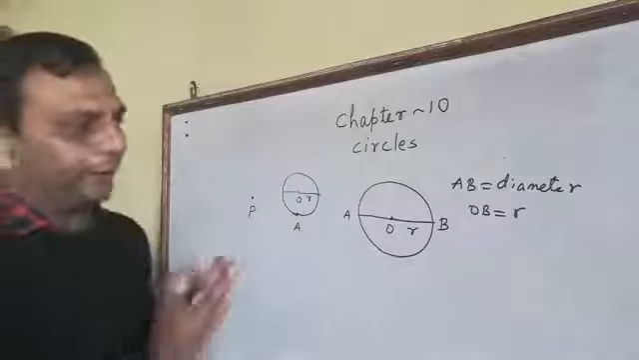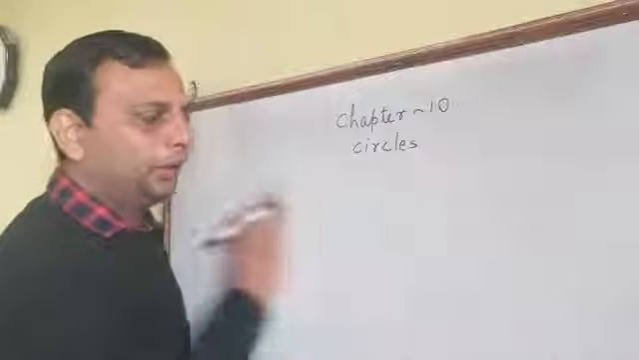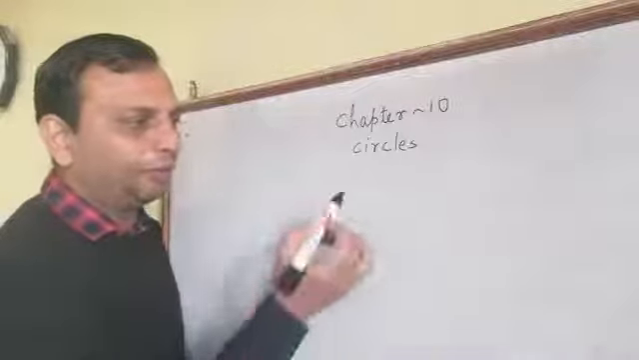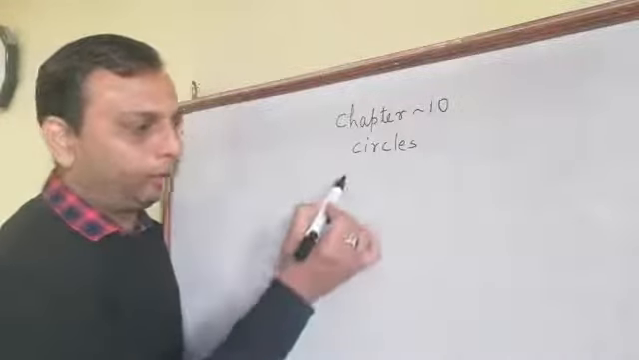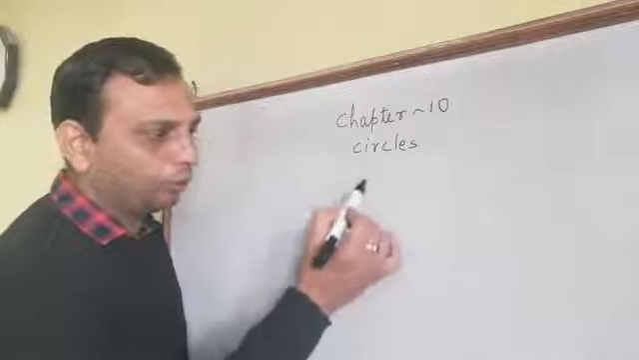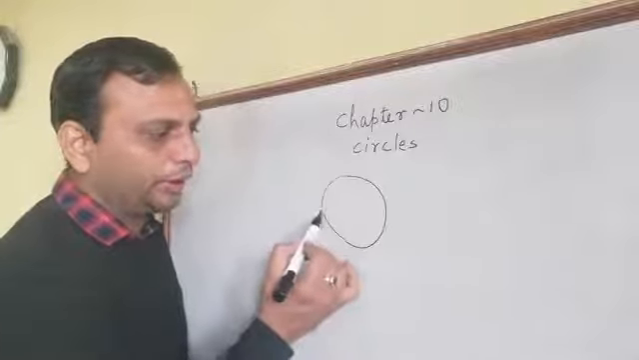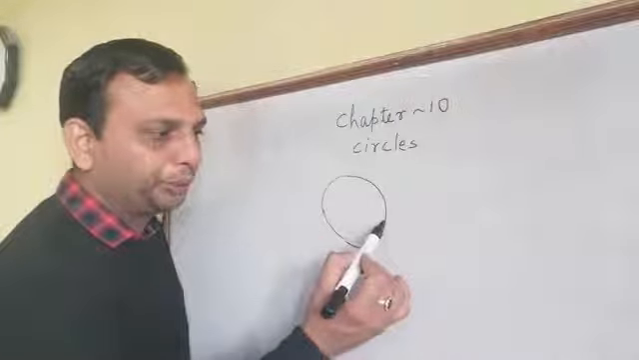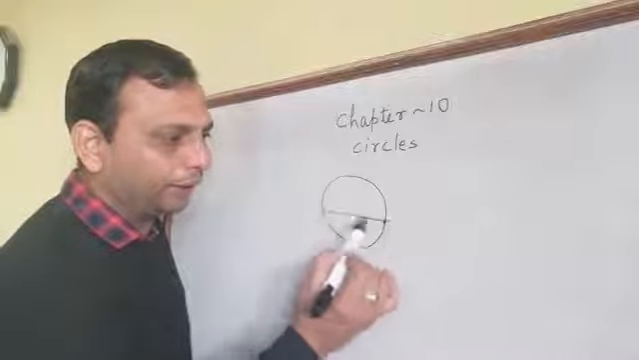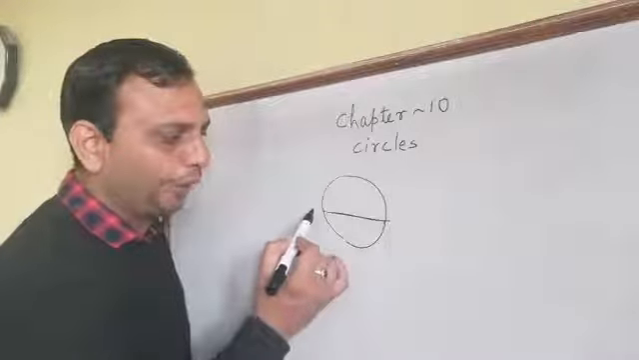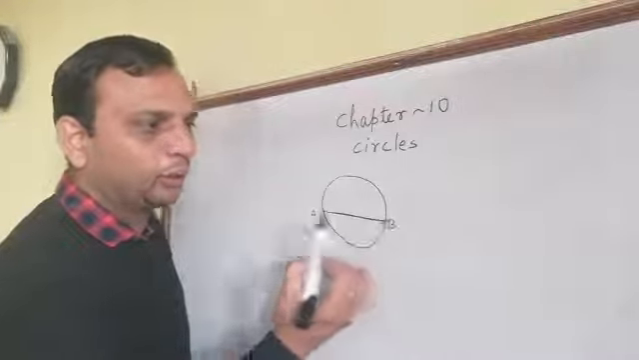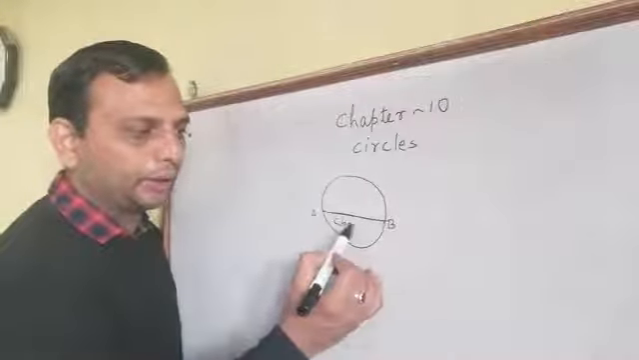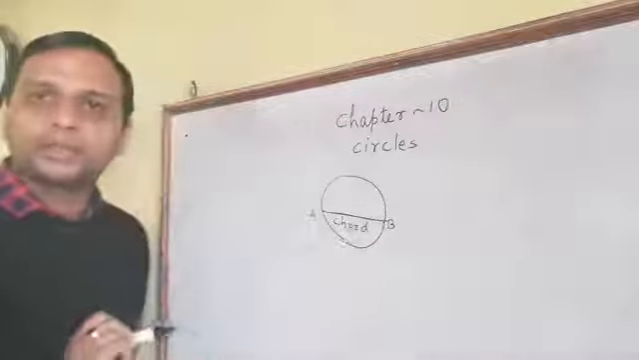Now we will see one more thing. This chapter will have two important things. One is the chord. First, we understand what the chord is. The line segment joining two ends of the circle is called a chord of the circle.